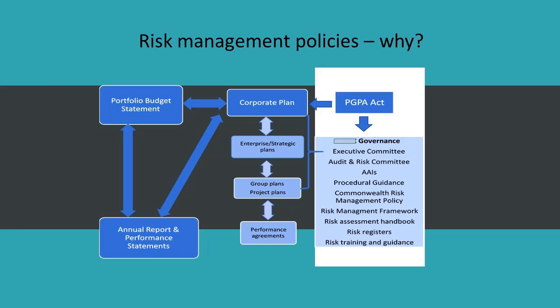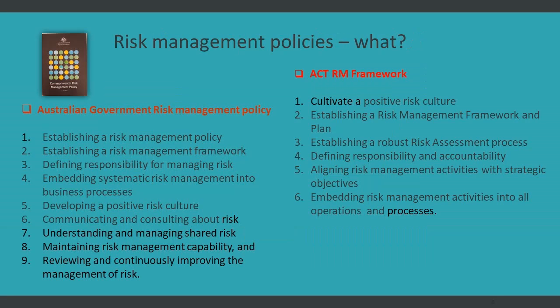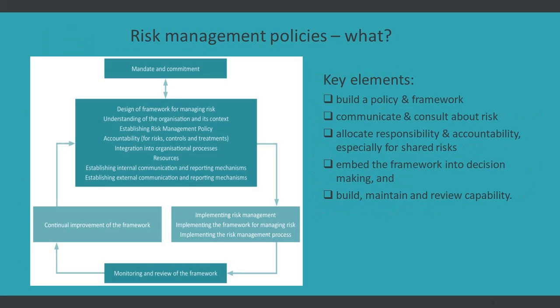Let's now look at the risk management policy itself. As you can see on the left-hand side of the slide, it has 9 elements, and on the right-hand side you have a similar framework for the ACT risk management policy. Both policies essentially cover the same ground, and this is also somewhat similarly reflected in the diagram on the next slide, which shows elements of the Victorian government's risk management policy.